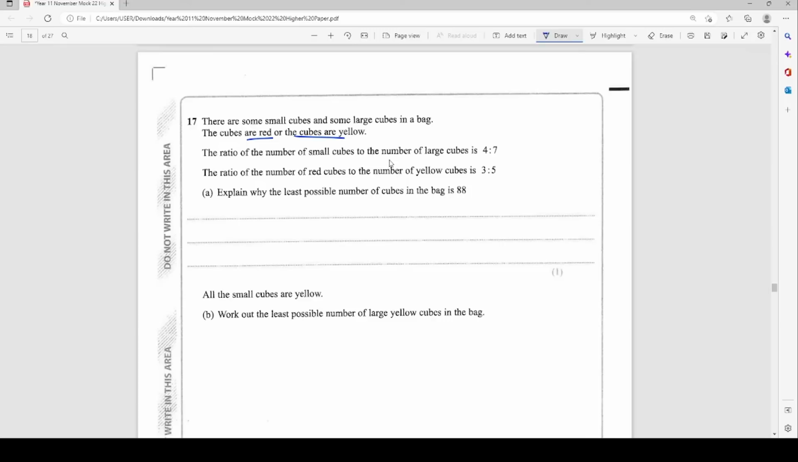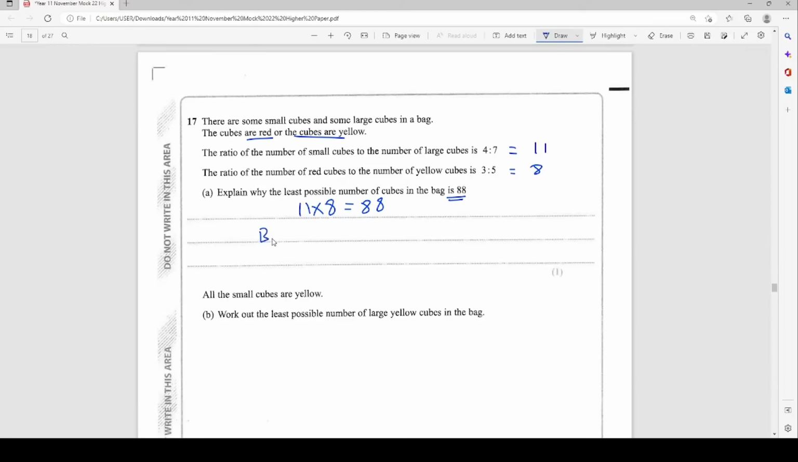So we have got this probability. We have to look into what we have got here. If you try to find the sum of the ratios, it is 4 plus 7, that's 11, and 3 plus 5, that's 8. Explain why the least possible number of cubes in the bag is 88, because you have got the total number of parts that we are looking at, and if I do 11 times 8, it should be 88. We should have at least 88 because the two conditions must be met, the size as well as the color.